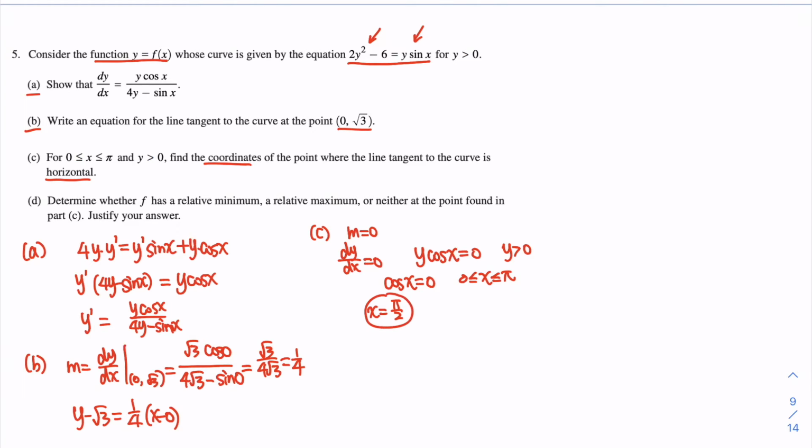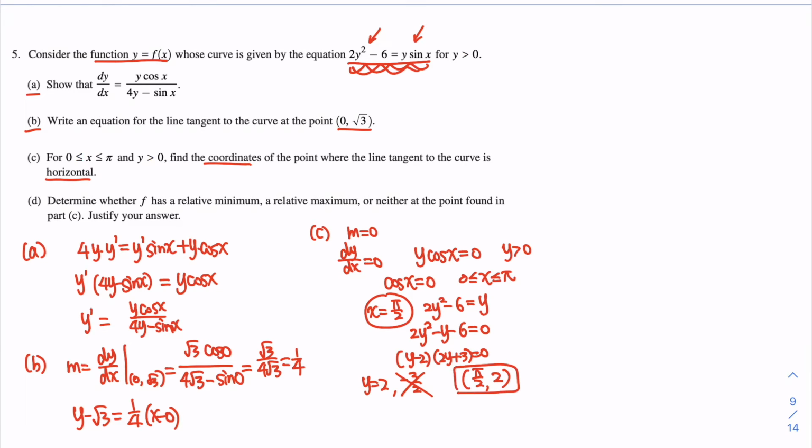Now we have to find the y value. We plug pi over 2 into the original equation. So 2y squared minus 6 equals y times sine pi over 2, which is 1. So 2y squared minus y minus 6 equals 0. y minus 2, 2y plus 3 equals 0. So that gives us y equals 2 or negative 3 over 2. Because y is positive, our coordinate is pi over 2, 2.